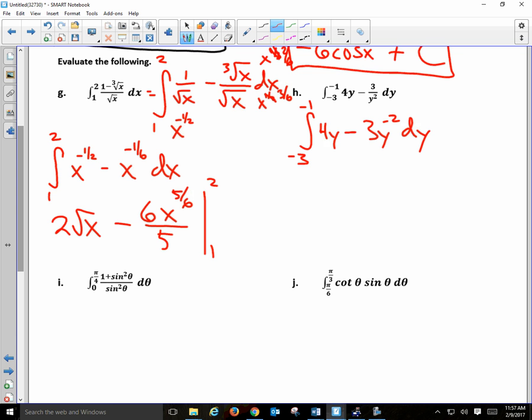But what is the antiderivative of 4y? 2y squared. What's the antiderivative of 3y to the negative 2? 3y to the negative 1 over negative 1. So it would be plus 3 over y when we take the antiderivative.